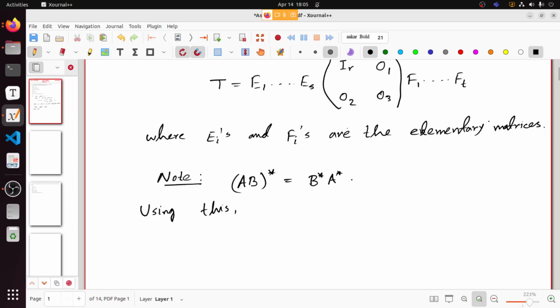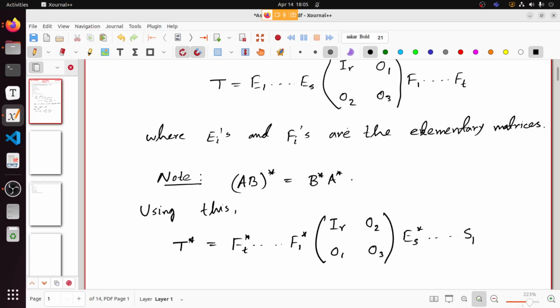So if you take the conjugate transpose of T, we will get FT star through F1 star, times the conjugate transpose of the block matrix with IR and the zero matrices, times ES star through E1 star.